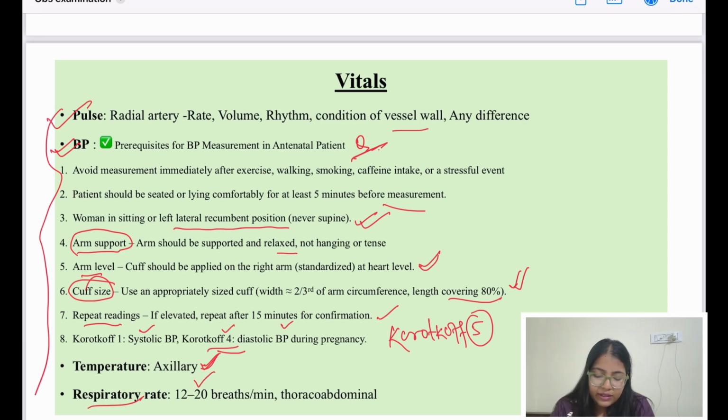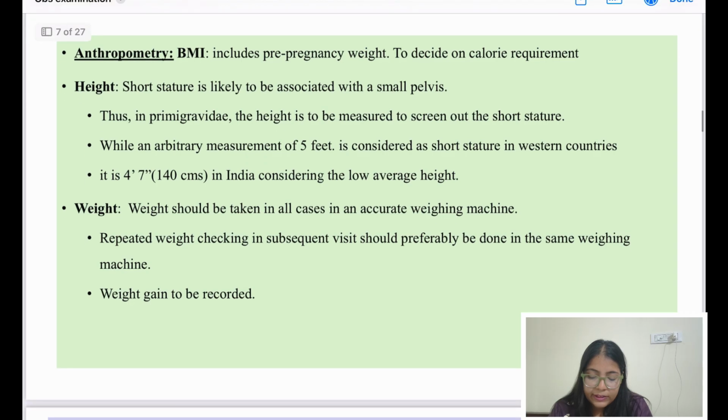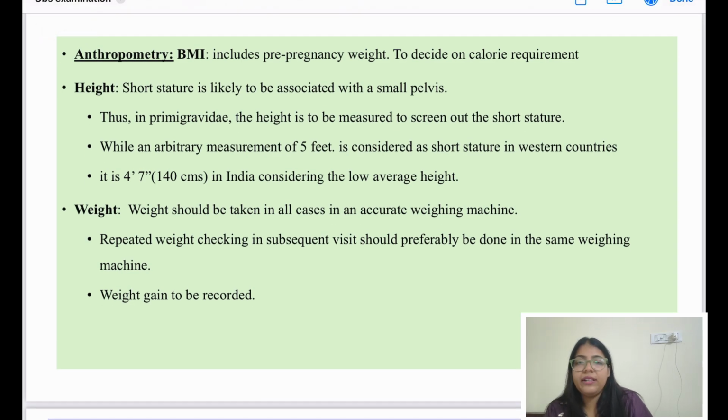Respiratory rate is the same as in a non-pregnant patient, that is 12 to 20 breaths per minute, but it is thoraco-abdominal. In anthropometry, BMI is very important. Why? Because BMI tells us many things about the patient and what complications we may anticipate in our pregnancy. The most important thing is, in BMI we always take the pre-pregnancy weight, not the current weight in the pregnancy. First, you calculate BMI to decide on the calorie requirement of the patient.